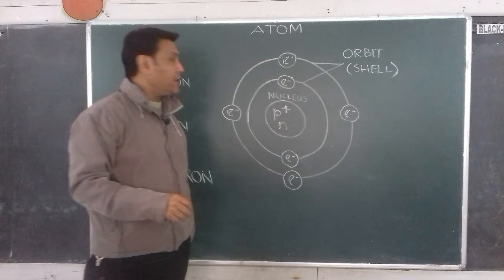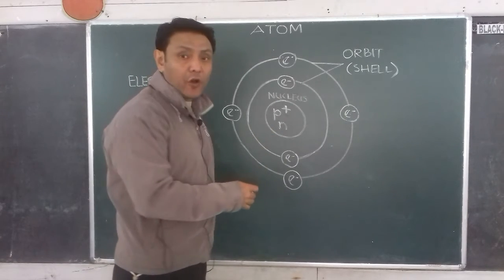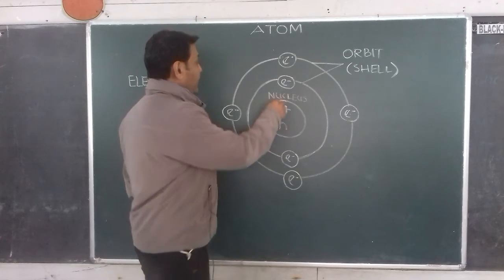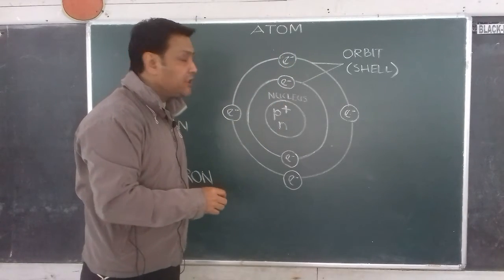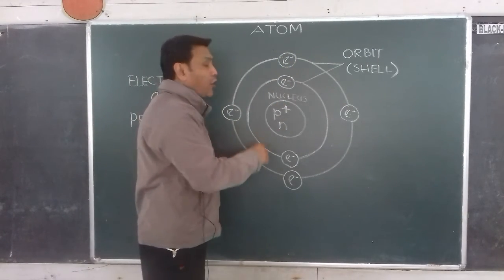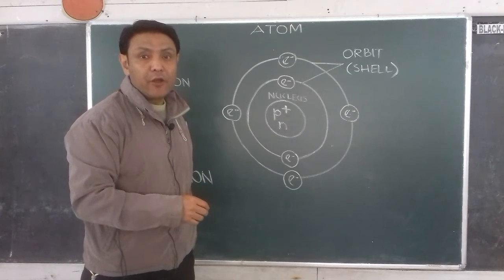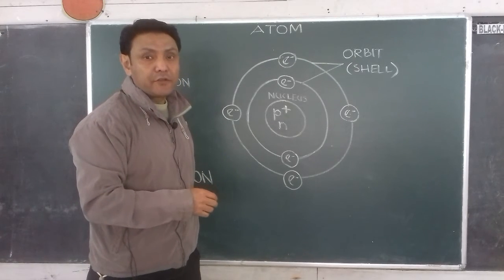It is the fixed path the electrons follow to revolve around the nucleus at a very high speed. And they are also called energy levels.